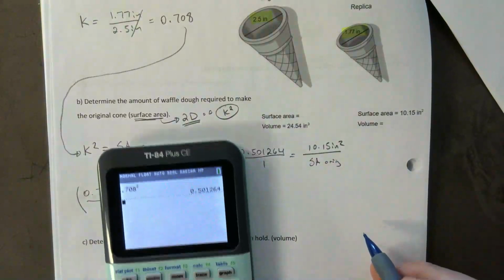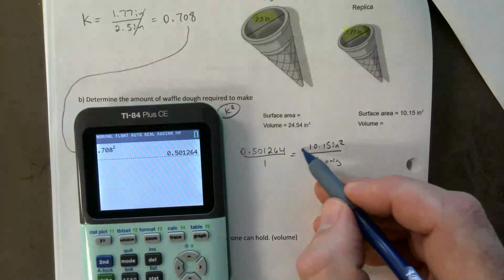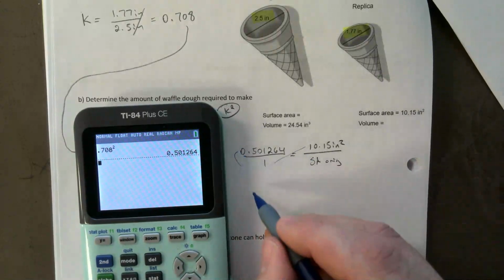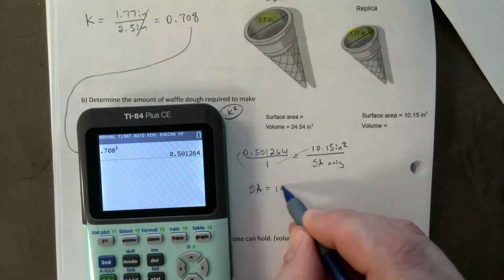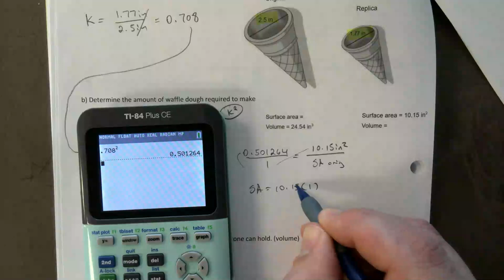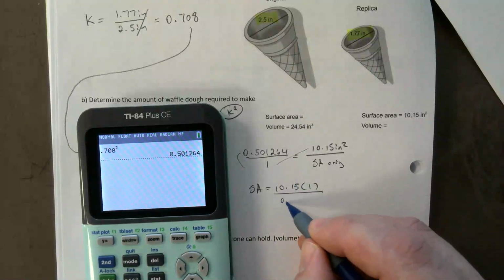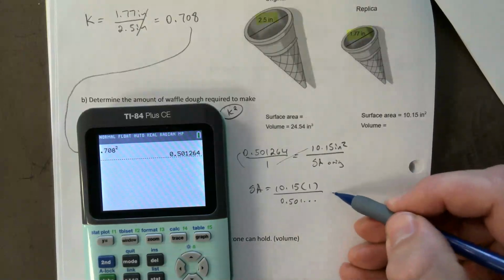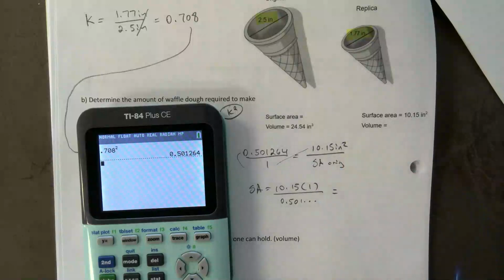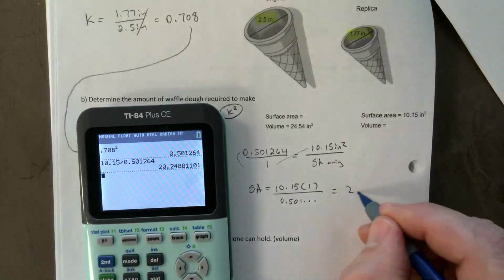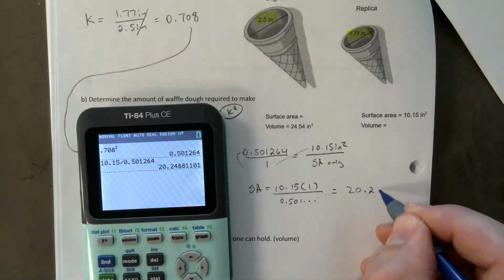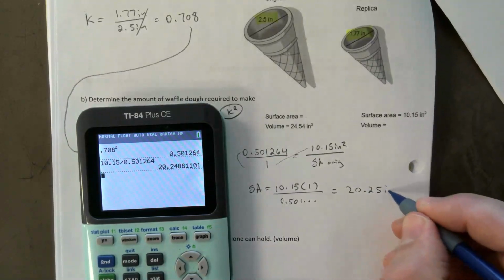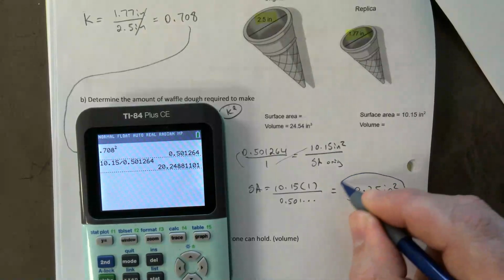What do you do now? Just like before, cross multiply and divide, that's right. Multiply this way, divide up. So surface area is 10.15 times 1. You don't have to type that into your calculator. Watch what I do. You can just go dot, dot, dot, telling the calculator you're using all decimals. So it's basically 10.15 divided by the copy-pasted decimal, and that's 20.25 squared inches. And there you have it.